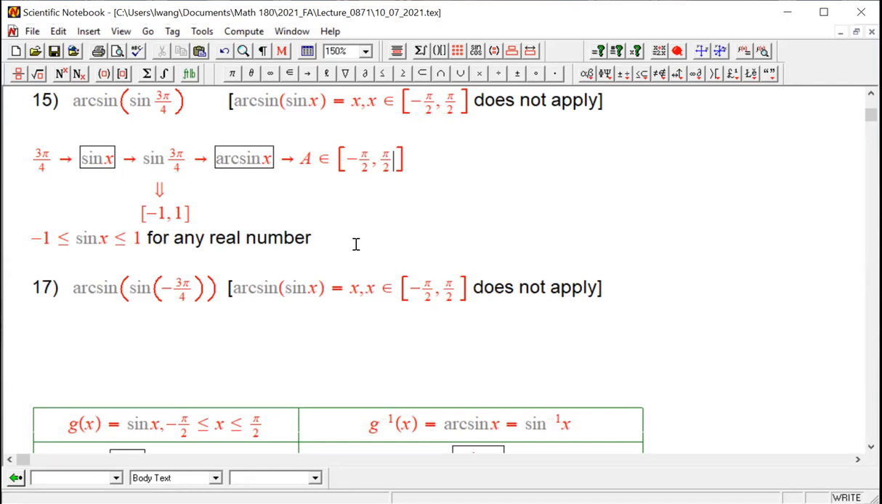I'm confused. Are you confused about what? Where are you confused? Do we use the pi over 2 interval? What pi over 2 interval? Pi over 2 is one point. What do you mean the pi over 2 interval?